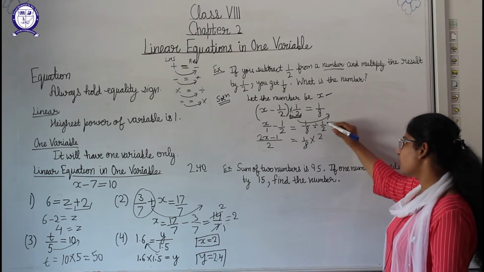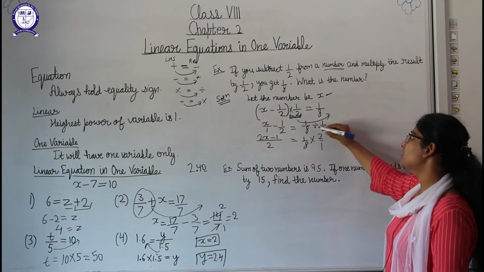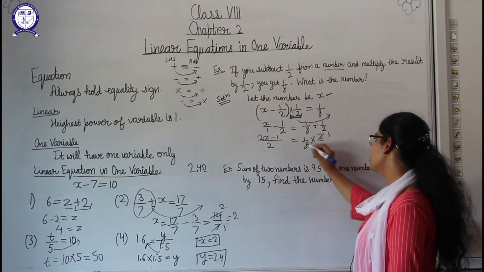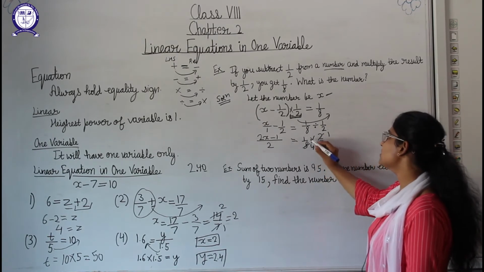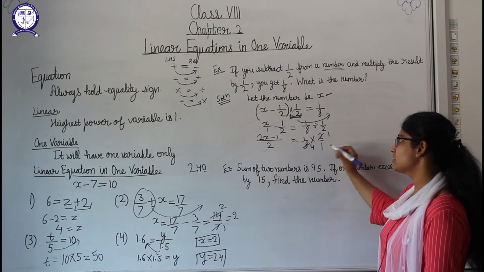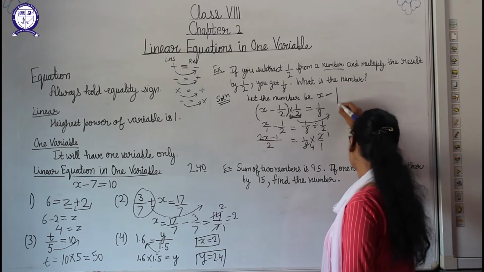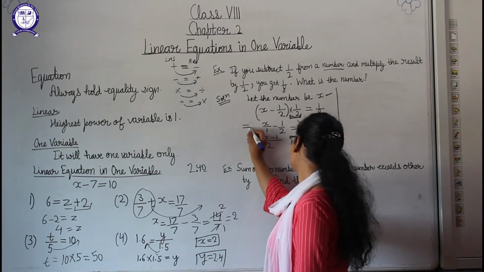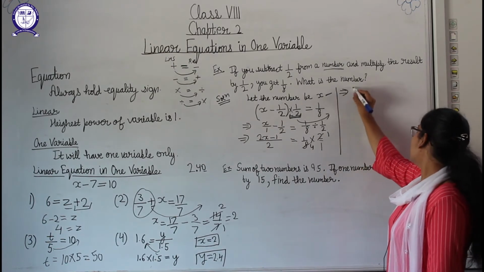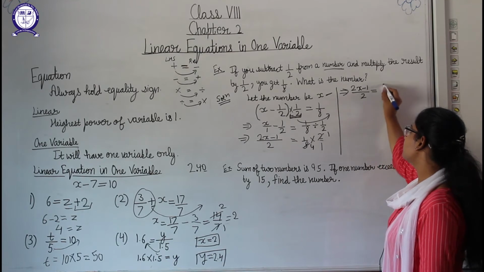We take the reciprocal of the second fraction, so it will become 2 by 1 and the division sign is changed into multiplication. Now 2 ones will be 2 and 2 fours will be 8. It means on this side we are getting 1 by 4, because 1 ones will be 1 and 4 ones will be 4. Okay. So here we are getting 2x minus 1 by 2 equals to 1 by 4.